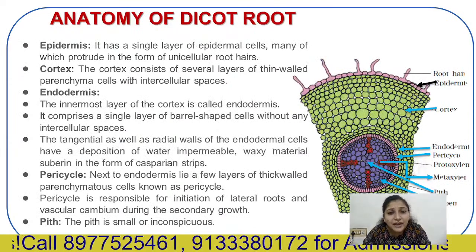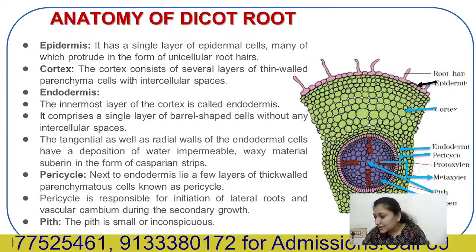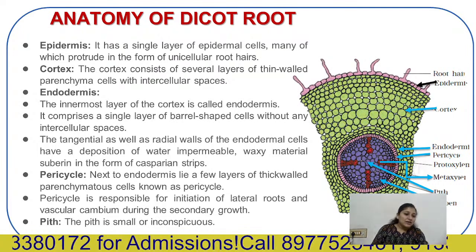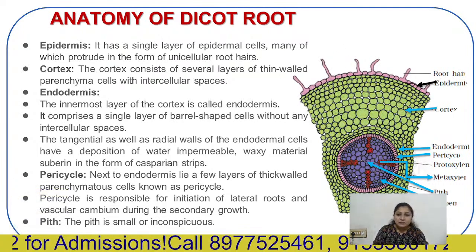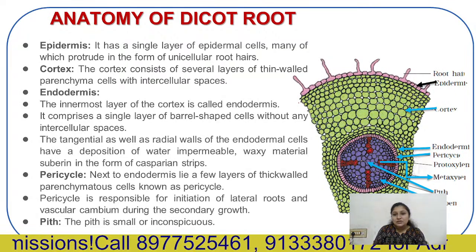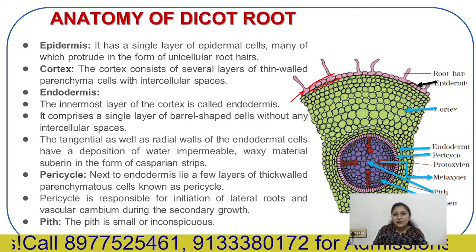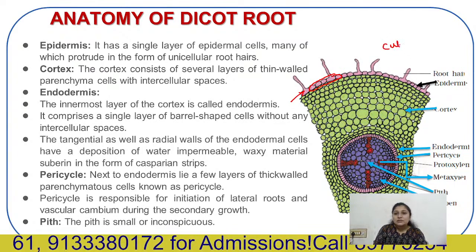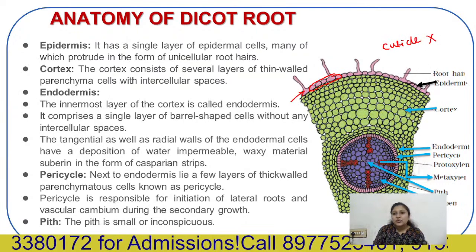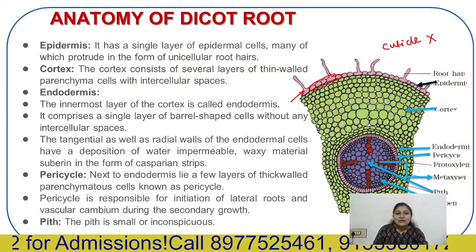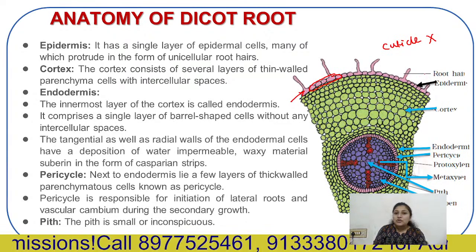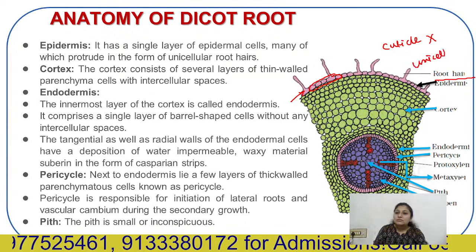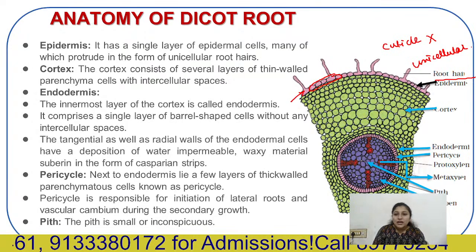Then anatomy of the dicot root. So we are now starting the most important points, the dicot root. Let me explain through the diagram. Can you see here, this outermost pink layer forms the epidermis layer, which does not have a cuticle layer. These cells protrude in the formation of unicellular root hair. Remember, root hairs are always unicellular.